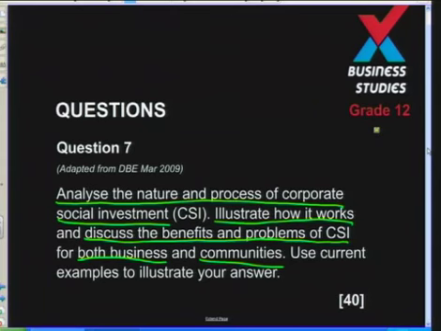So this is asking us 3 different things here. The first one is analyze. The second one is we must say how it works. And then the third one, we must give the benefits or the pros and cons for both the business and the local community. Okay. So let's look at what they had to say here.